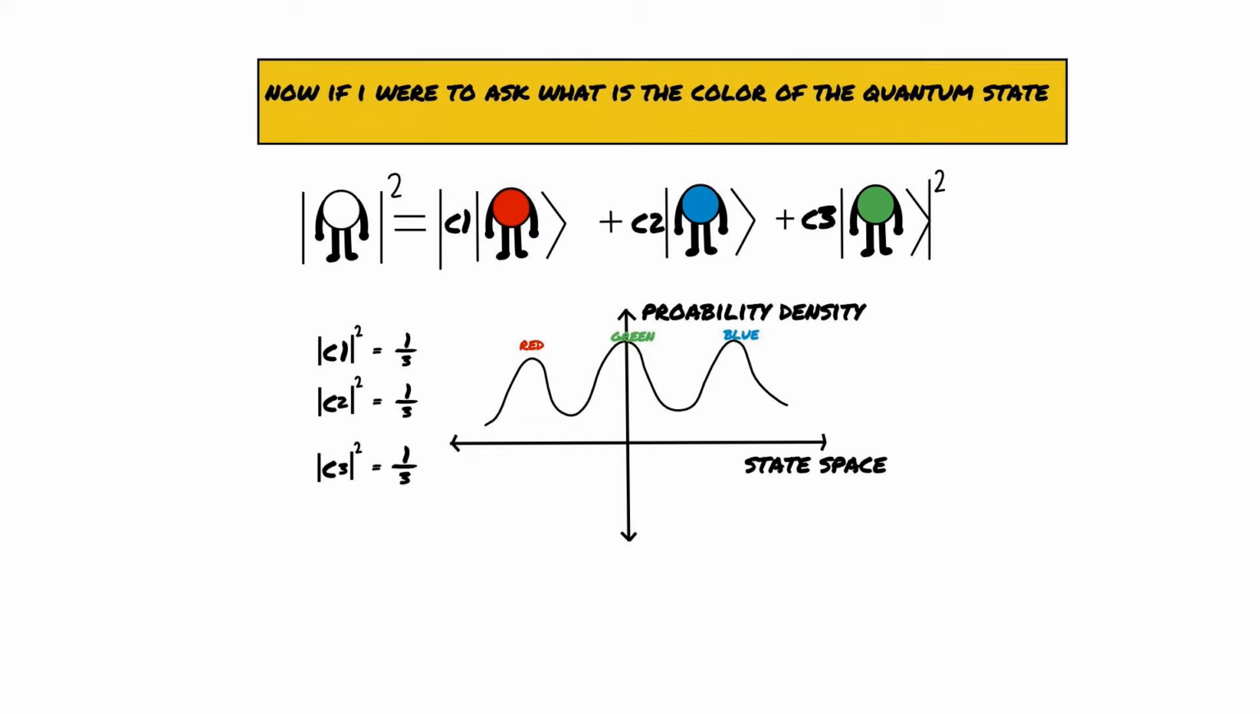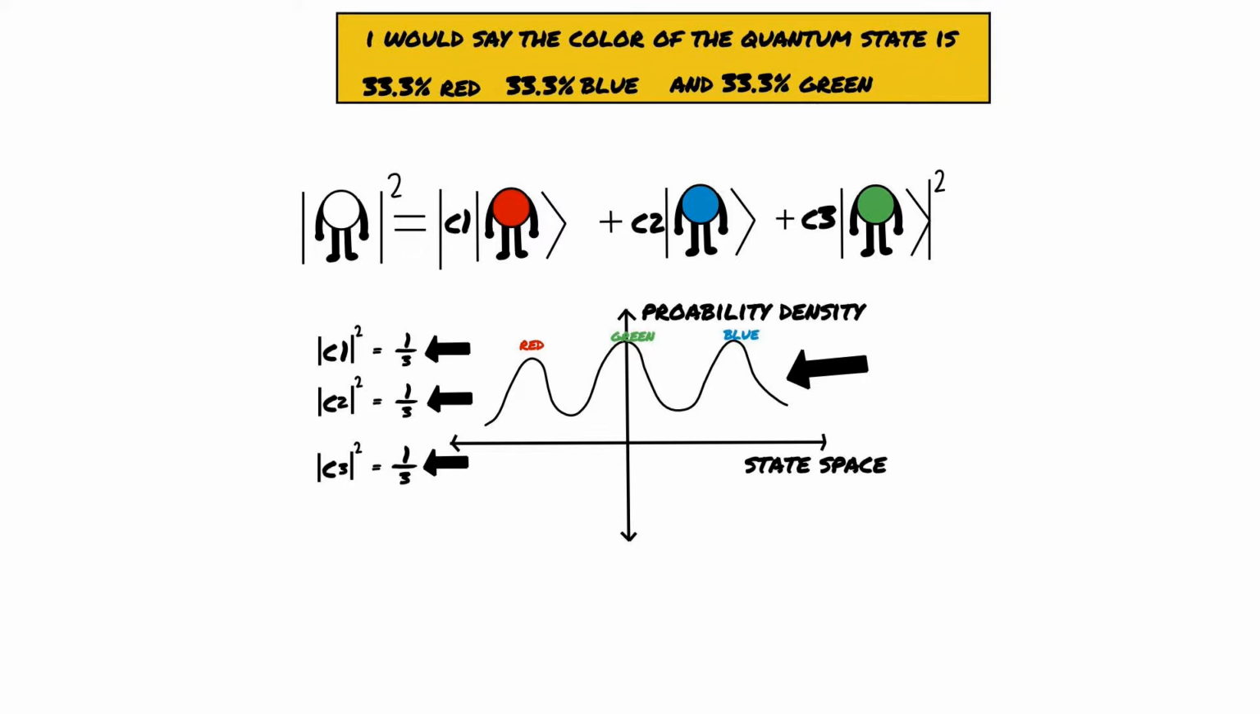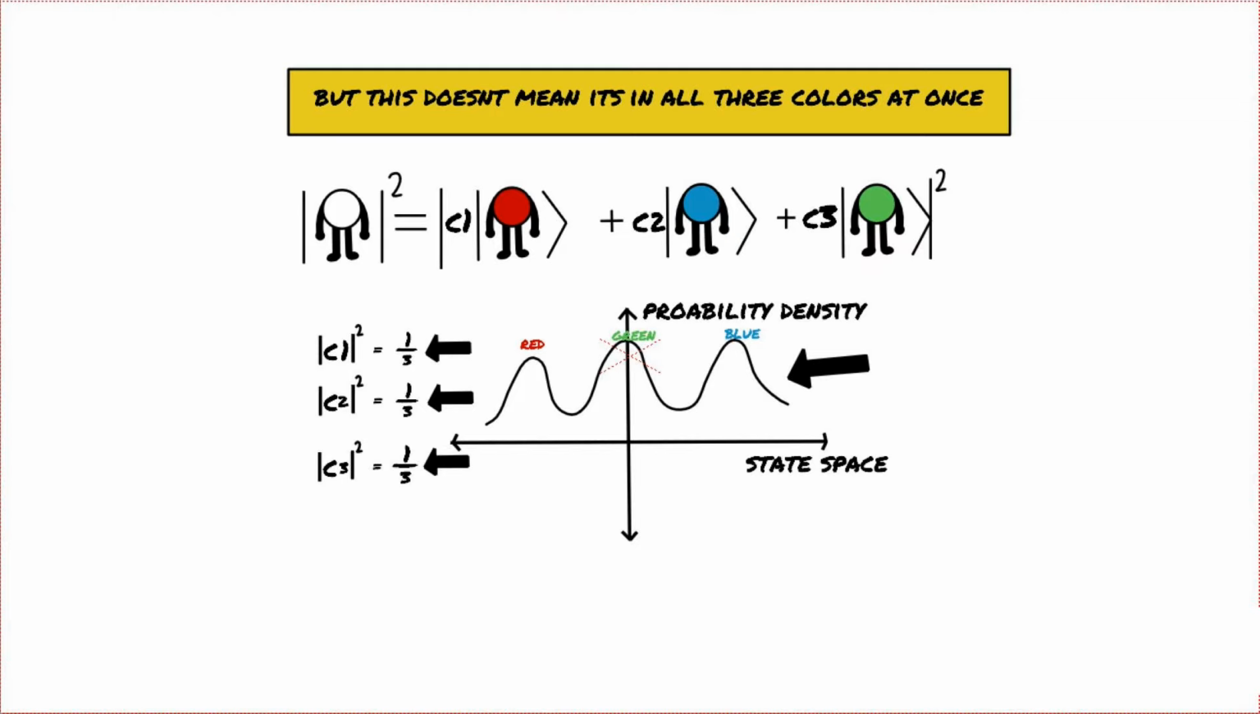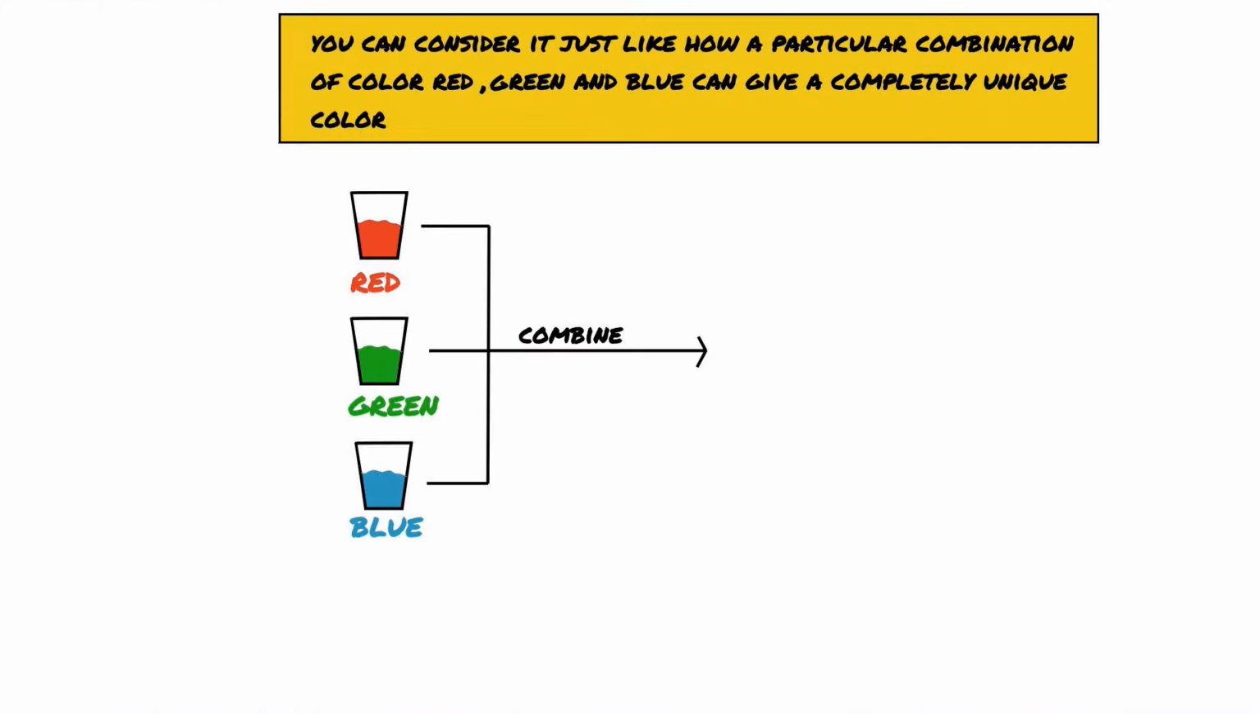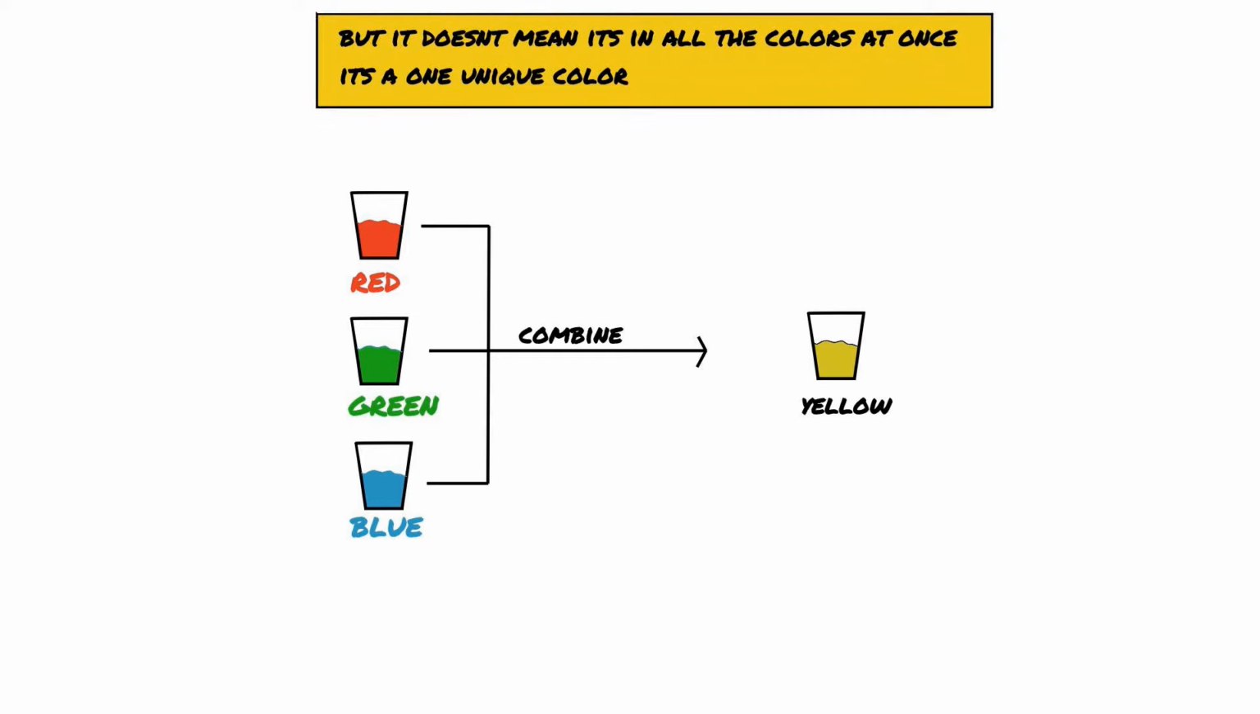Now if I were to be asked, what is the color of the quantum state? I would say the color of the quantum state is 33.3% red, 33.3% blue, and 33.3% green, but it doesn't mean it's in all three colors at once. It's one single color or state. You can consider it just like how a particular combination of colors red, green, and blue can give a completely unique color, but it doesn't mean it's in all three colors at once. It's one unique color.